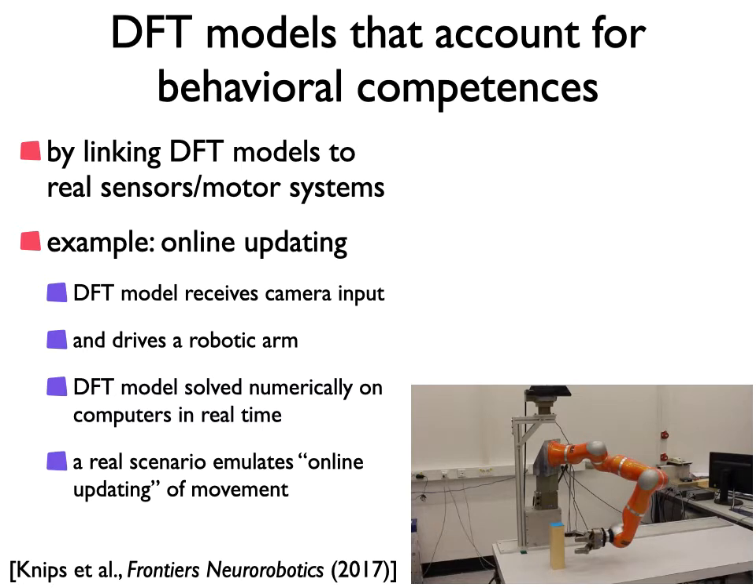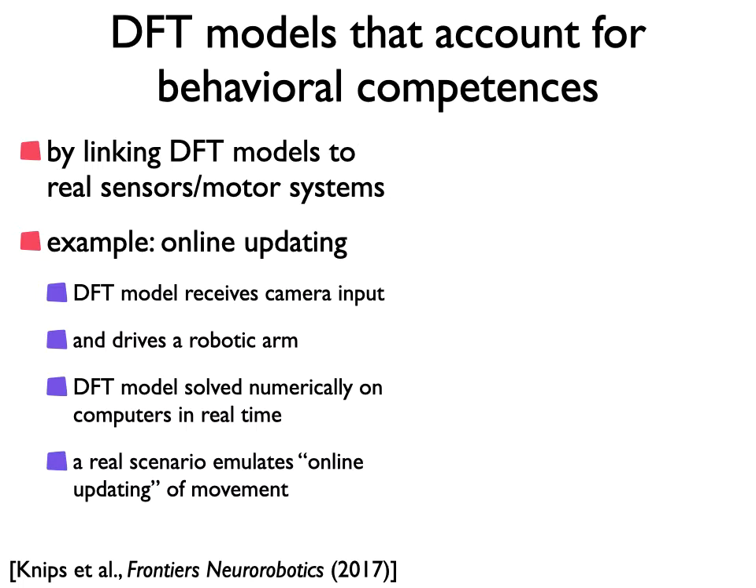And what we're doing is demonstrating a particular competence. In this case, this is online updating: the fact that when the object is moved around, the robot corrects its movement in response to that change. And so what happens in a model like this is that the dynamical architecture is solved numerically on a computer in real time as it receives input and it describes the robotic arm. And the scenario emulates something that we want to show, in this case online updating.